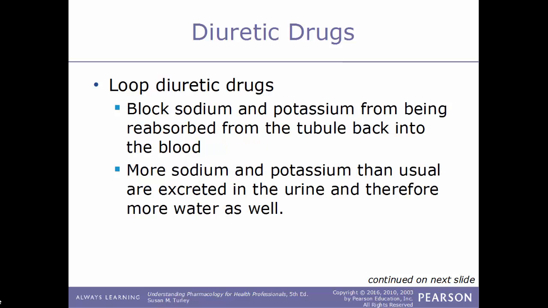Now, this category of drugs will block sodium and potassium from being reabsorbed from the renal tubule back into the blood. The actions of this category of diuretics are similar to the thiazides. They block sodium and potassium from being reabsorbed from the renal tubule back into the blood, but even more sodium and even more potassium than usual is excreted into the urine. And also, a lot more excess water is excreted into the urine. So these are another type of potassium wasting drugs. And these are a lot stronger and waste more potassium than the thiazides do.